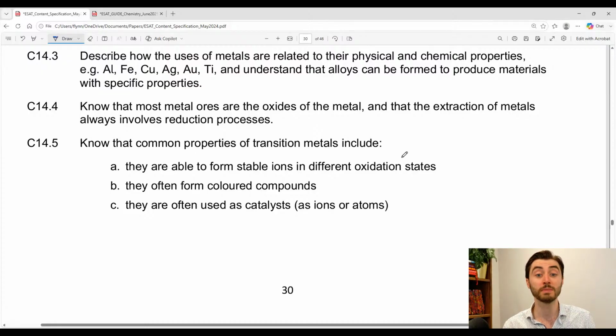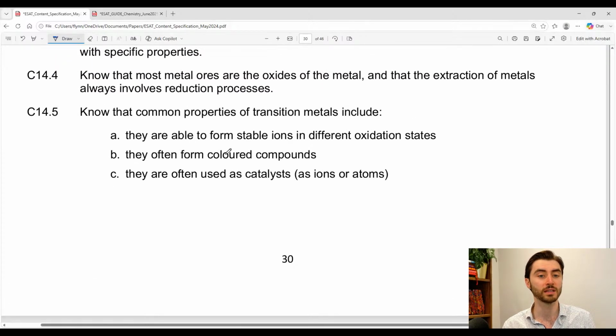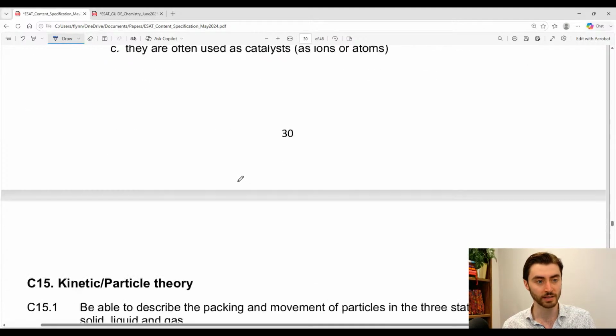Common properties of transition metals. They form multiple oxidation states. They form colored compounds. They are used as catalysts.